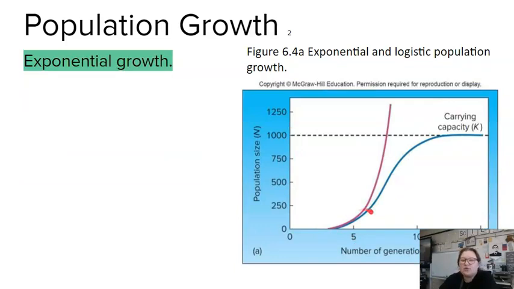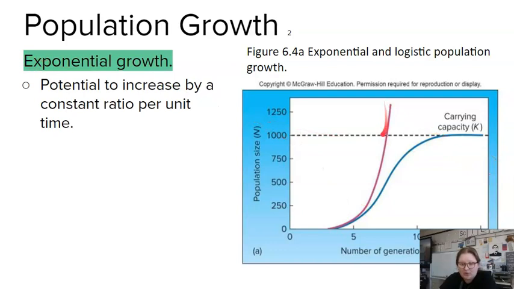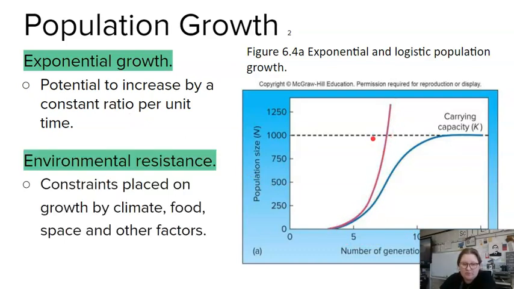And then this is a population growth graph. So let's look at exponential growth first. This is the purple. The purple here is exponential growth. So it's the potential to increase by a constant ratio per unit time. We also see a little bit of exponential growth at the beginning of the blue curve, but the purple is like an exponential growth curve.